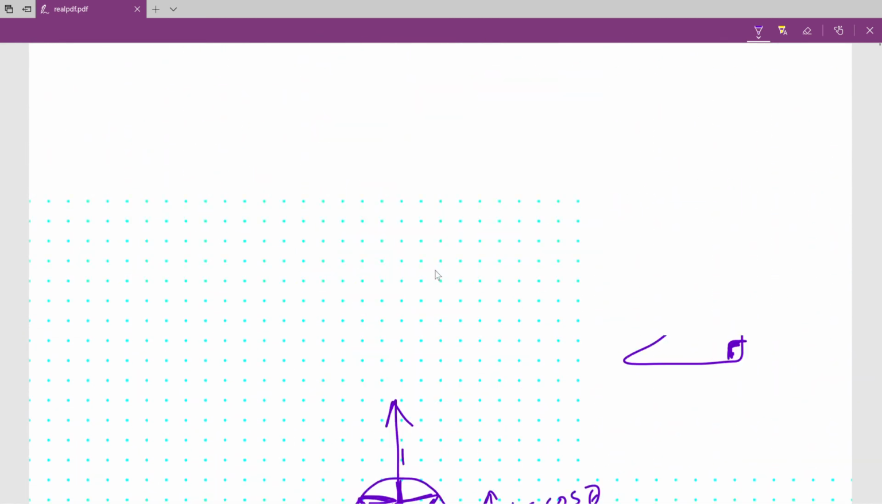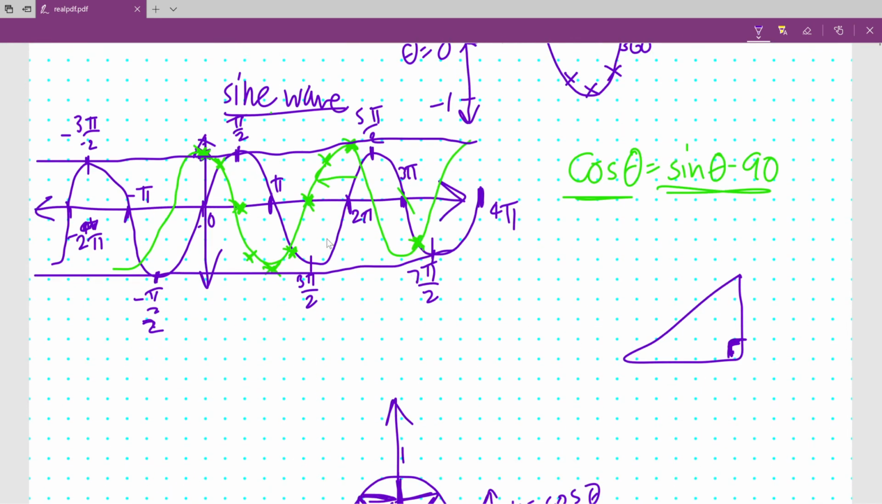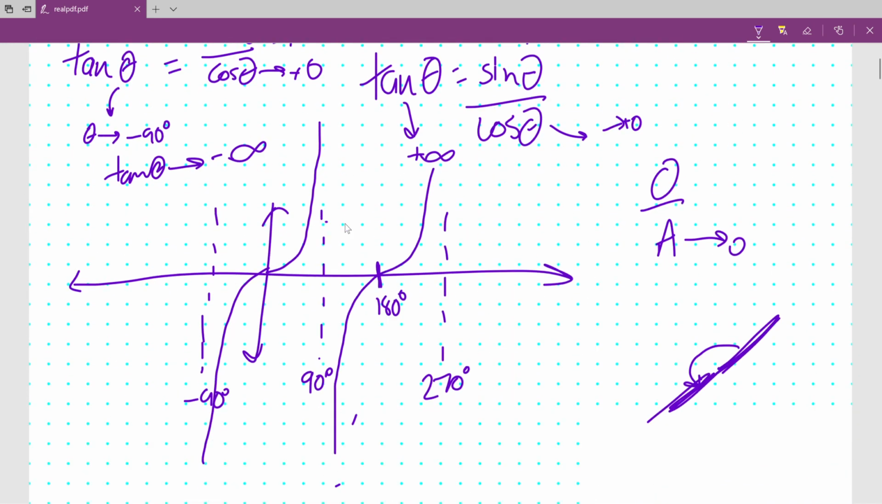And hopefully this has given you some intuition as to what the graphs of sine, cosine, and tangent theta will look like.